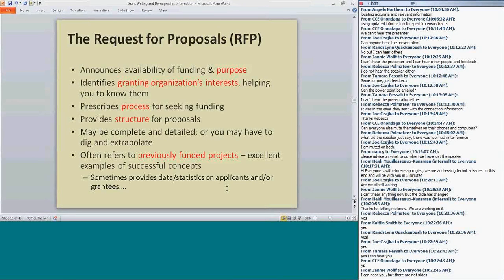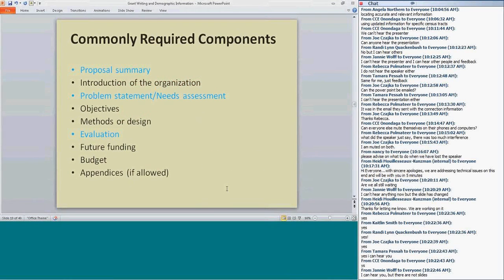One thing it does sometimes do is note previously funded projects. Here's what we've done in the past, and this is maybe the first place where you start thinking about where you can find some demographic information, and how what I know about the demographics of the audience that I'm serving fits with the audiences that my funder has previously funded.